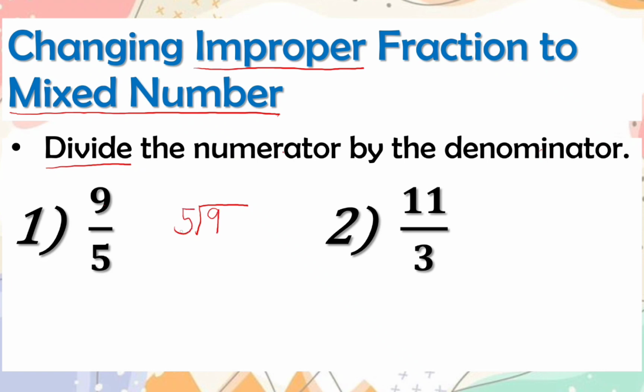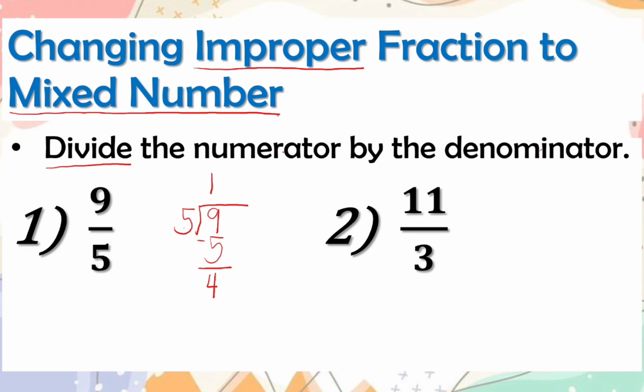So 9 divided by 5 is 1. 1 times 5 is 5. 9 minus 5 is 4. 4 divided by 5 cannot be. Hindi na siya pwede. So we will not go further with this division. We will stop here kasi ang kailangan lang naman natin makuha ay mixed number.